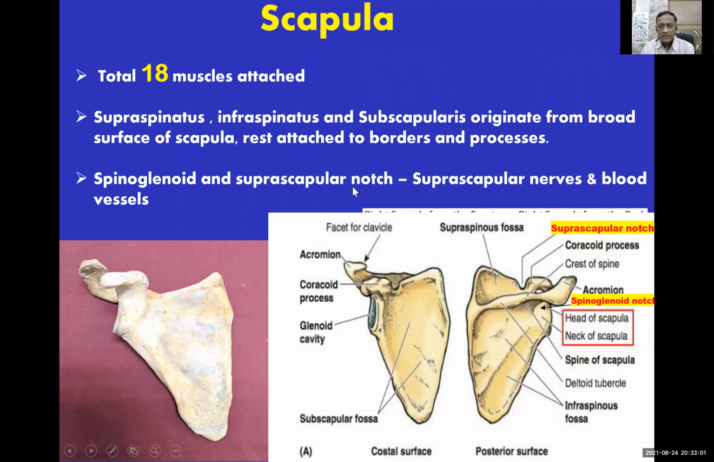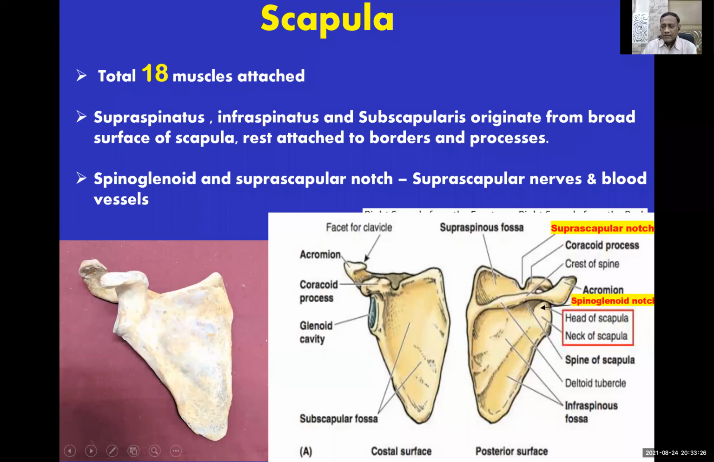And what are the important things? Surgical anatomy: the suprascapular nerve and blood vessels. They are present in the suprascapular notch as well as the spinoglenoid notch. And there are a total of 18 muscles attached to the scapula. Three are the subscapularis, and then the supraspinatus here and infraspinatus here. And the rest of the muscles are attached to the borders of the scapula.